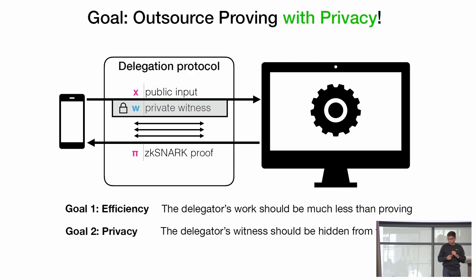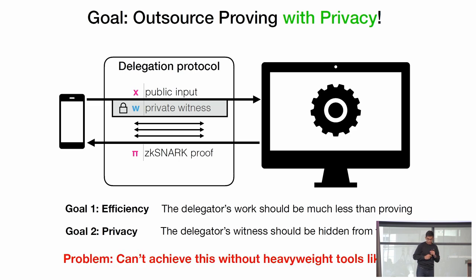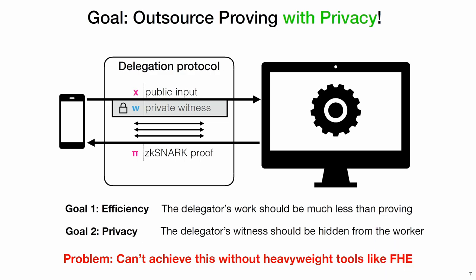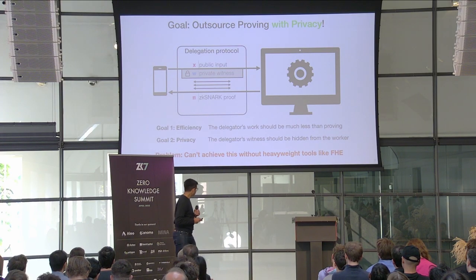Second, the delegator's witness should be hidden from the worker. This is the privacy goal. We don't want to reveal the witness again. Otherwise, we would just do it on our machine. Now the problem is that straightforward approaches to this using MPC and FHE are really heavyweight. When you try to use cryptographic tools, your total runtime is going to far exceed the running time of doing it on your device. So you don't want to do that.